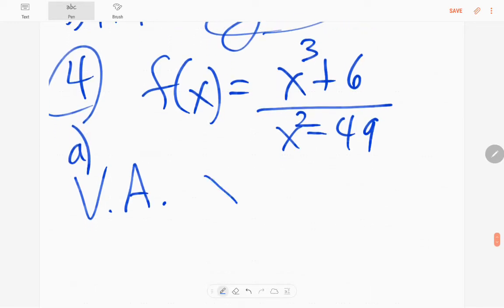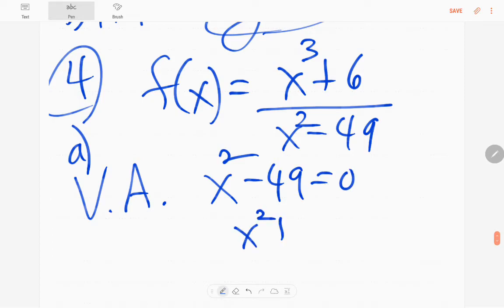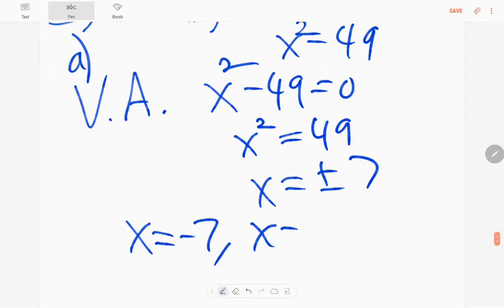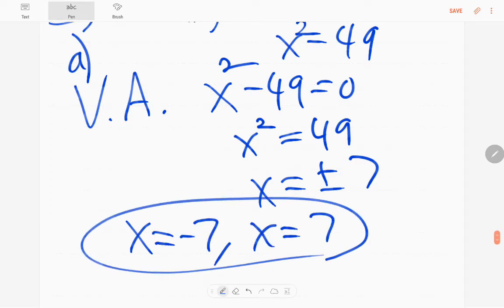How do we find the vertical asymptote? Set the bottom equal to 0. Solve for x. So I would add 49 to both sides and then take the square root of both sides. So one of them is x equals -7, the other one is x equals +7. That's two vertical lines. And you have to put them in order when you key it into the computer, which means the -7 comes first.